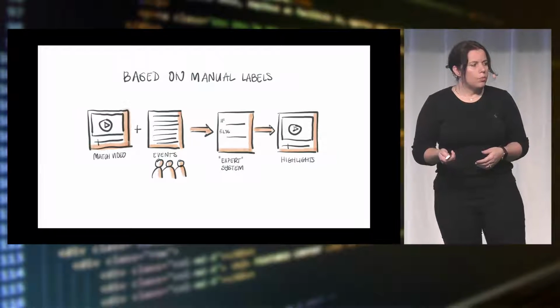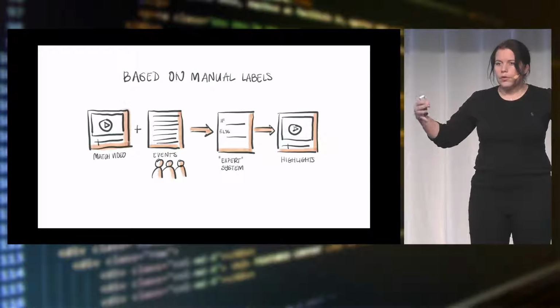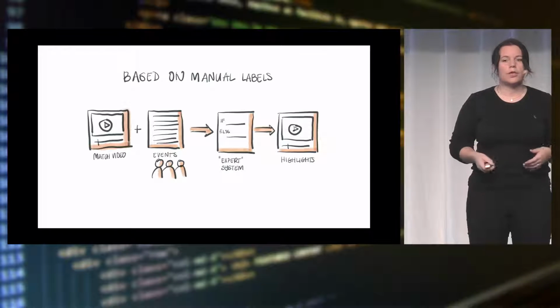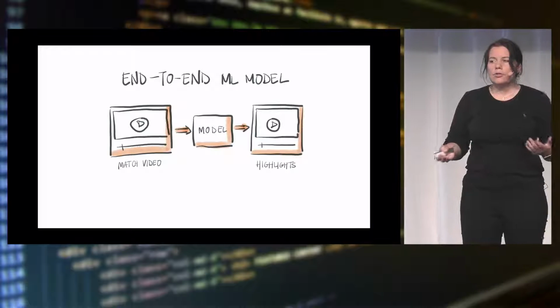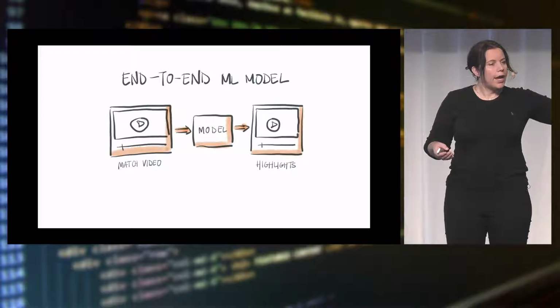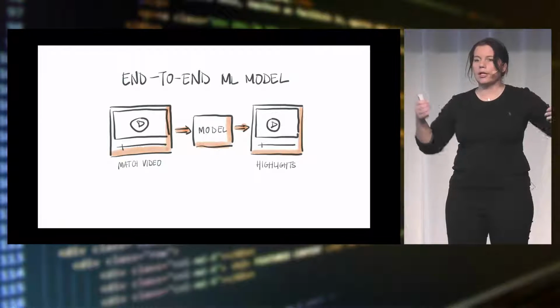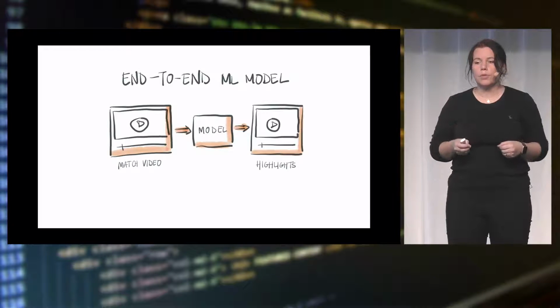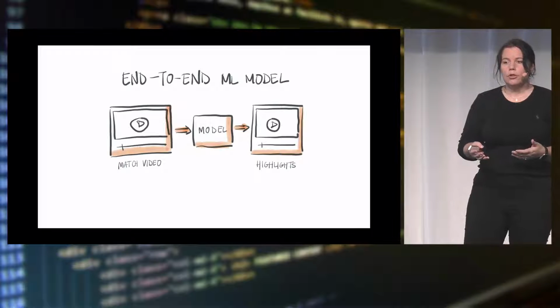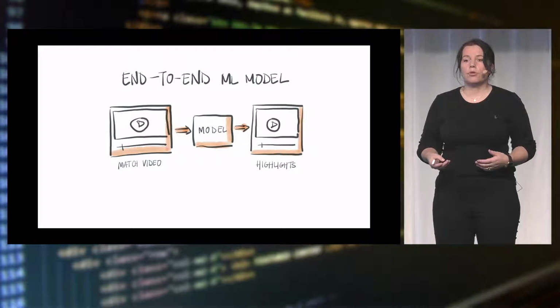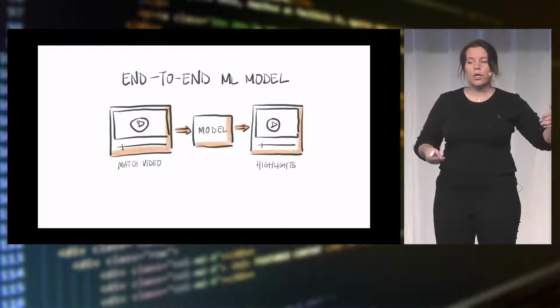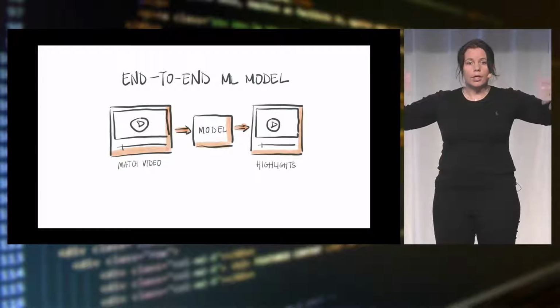So one way to solve this with machine learning, to remove the human's need to create all these markers, is to do an end-to-end solution where we have a match video come in and a highlight video come out and create a model in between. But if you're doing any machine learning, you know that in order to create such a model, you would have to have a lot of videos, a lot of highlight videos, and then train a model to figure out the matching between the input and the output.